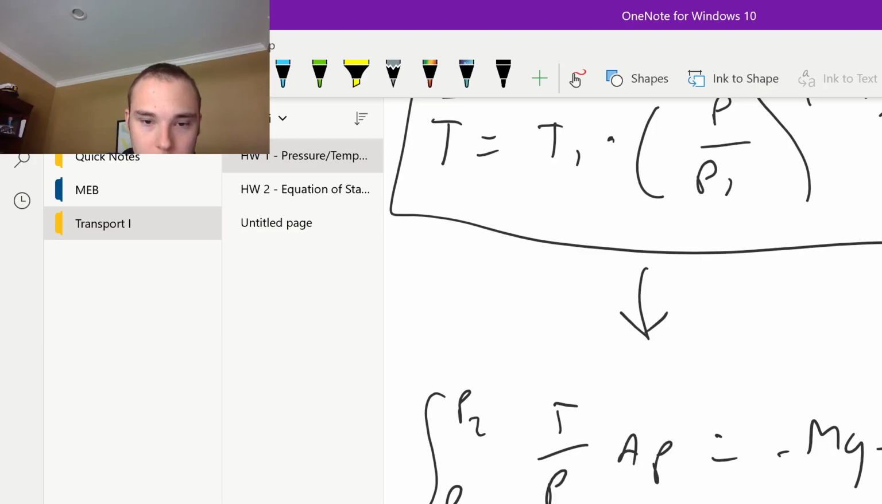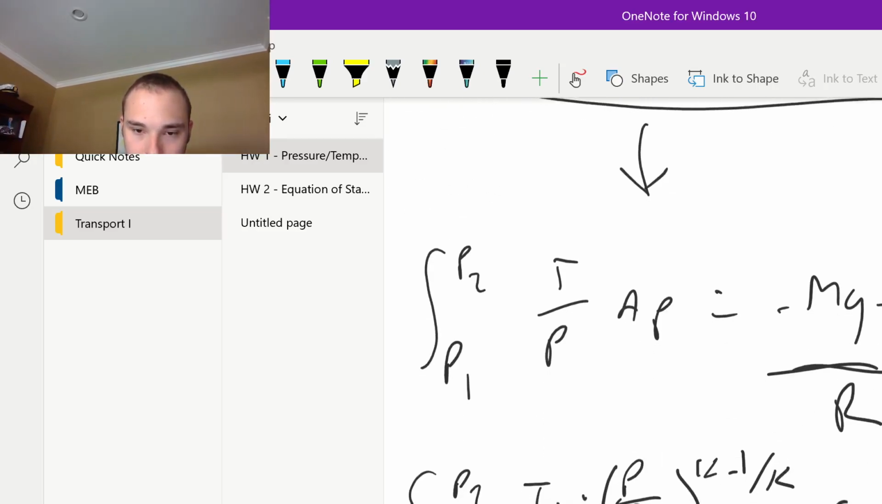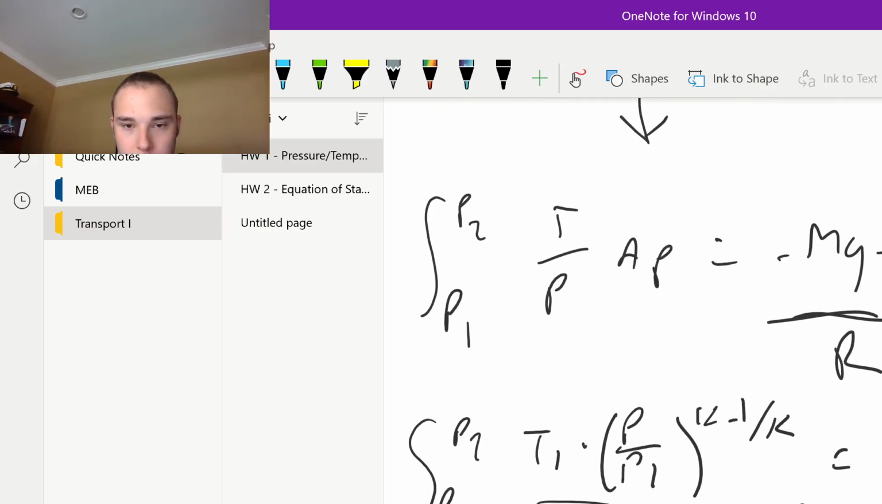T1 times P over P1 times K minus 1 over K equals negative mg delta z over r, and this will be all over P and then dP. So now looking at this, we can take out the T1 and the P1 and move them over to this side of the equation to get the constants on one side and what we're actually solving on the other.